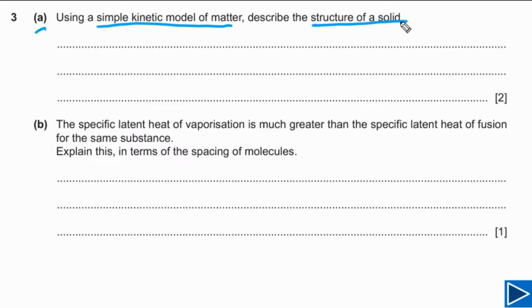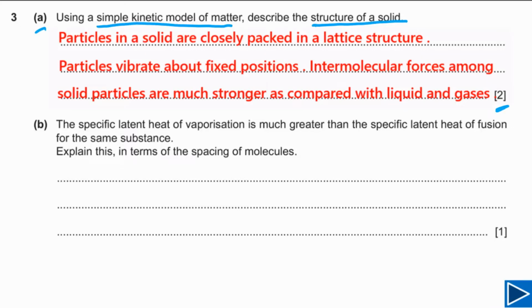We can also mention intermolecular forces. Intermolecular forces among solid particles are much stronger than intermolecular forces in liquids and also much stronger than intermolecular forces among gas molecules. If we write these points, we will get 2 marks. Now let me show you how you can write a proper answer. This is how you can write your answers.